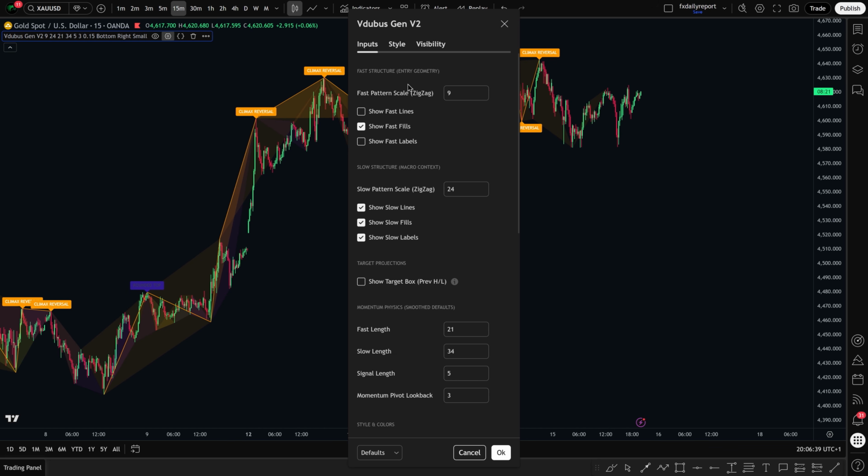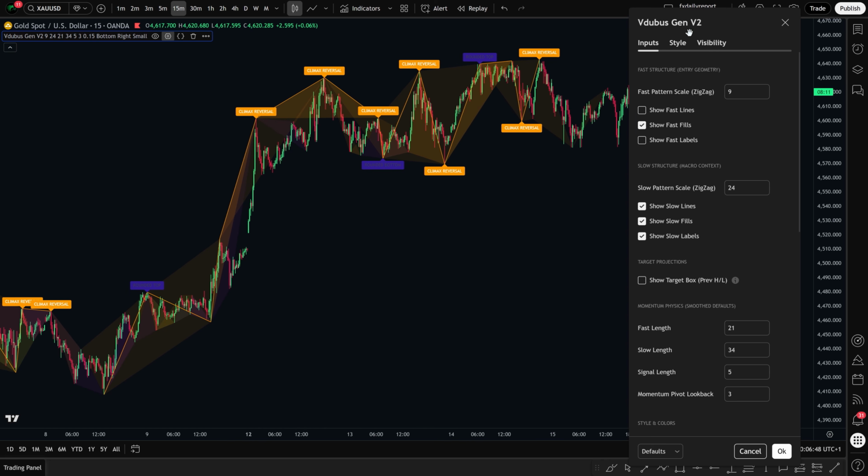Once the settings panel opens, the first thing you're going to see is Fast Structure, Entry Geometry. Now the fast structure controls the small and fast swings of price. Basically, it controls how sensitive the indicator is to short-term price movements. If you use a lower value, let's say 3, the indicator becomes more sensitive and you'll see more waves forming on the chart. If you use a higher value, for example 20, the indicator becomes less sensitive and you'll see fewer waves. For this setup, you can just leave it at 9.